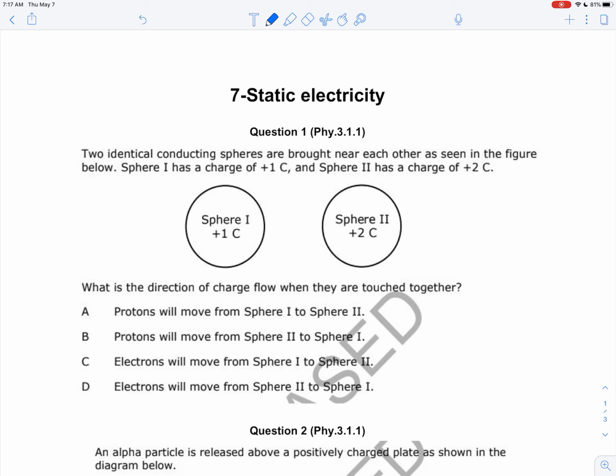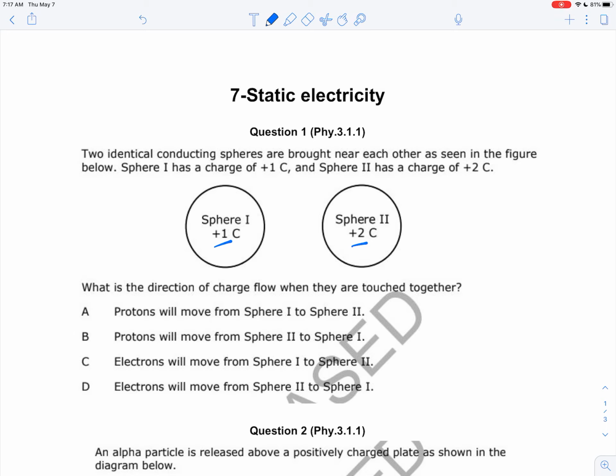Starting with question 1, we've got two spheres. One's got a charge of +1 and one's got a charge of +2. Both of these spheres are positive, which means that they both have a deficiency of electrons. But one of them tends to have more electrons than the other. And electrons are always going to flow to an area where there is less electrons. So the electrons are going to flow from an area of a high concentration of electrons to a low concentration of electrons.